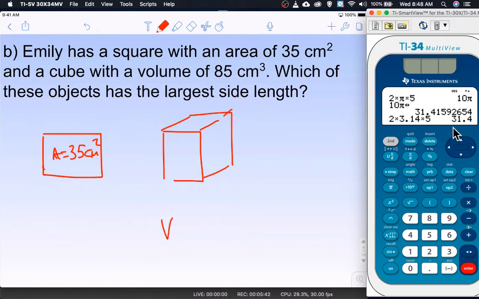With a volume of 85 centimeters cubed. Which of these objects has the largest side length? So, sides of the square, sides of the cube. Which of these has the largest side length?